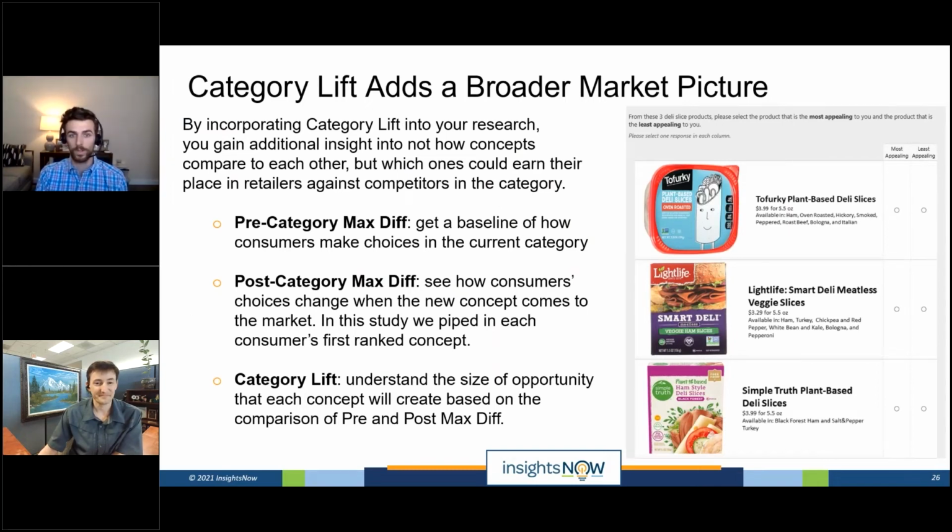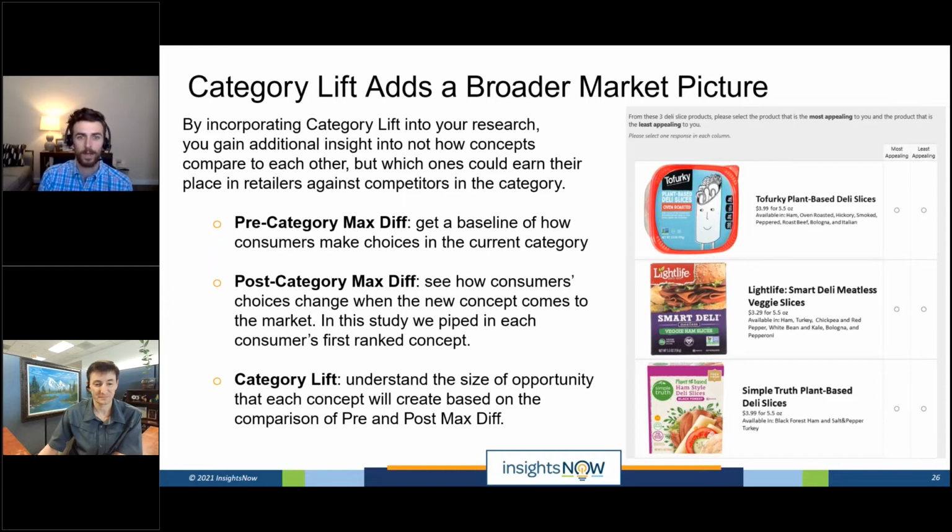So let's dig into this a little bit more, and how this exercise flowed. So we know category lift adds a broader picture to the market and retail shelf placement. And what we are comparing is the pre-category max diff from step 1 to the post-category max diff in step 4. Say that 3 times fast. But important to note is in the post-category max diff, we are piping in each consumer's first ranked concept. And so this category lift helps us understand the opportunity size each concept could create in the plant-based retail space.